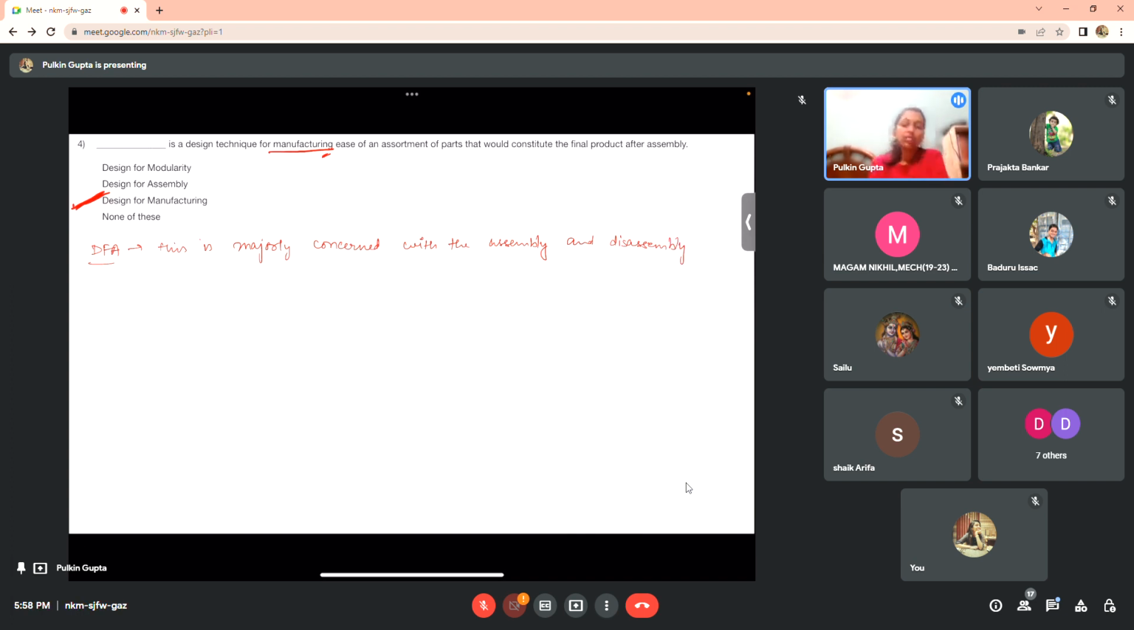Okay, and design for modularity. This is basically subdivision of a particular product into multiple number of smaller products. So design for modularity is subdivision into smaller parts.